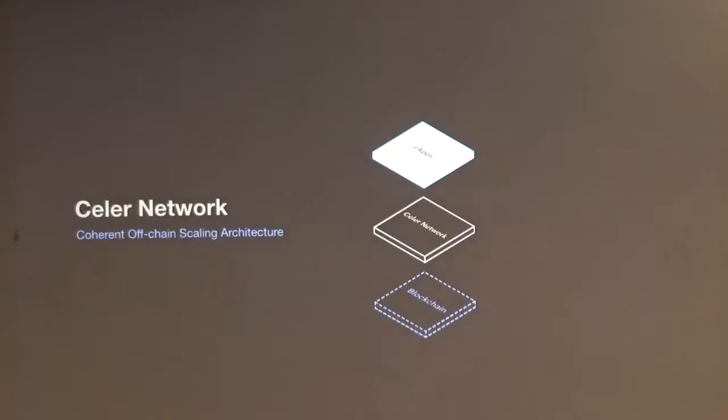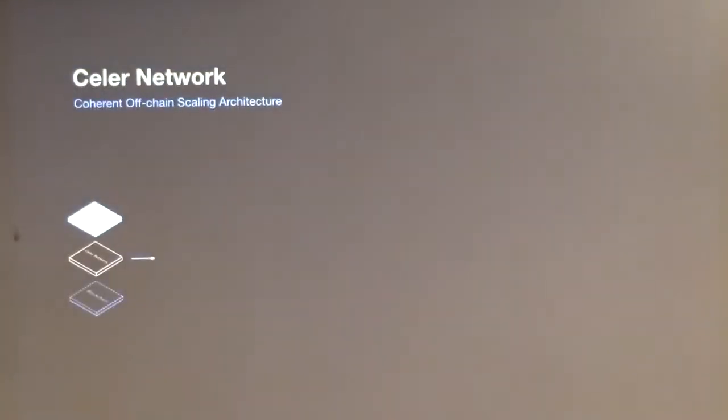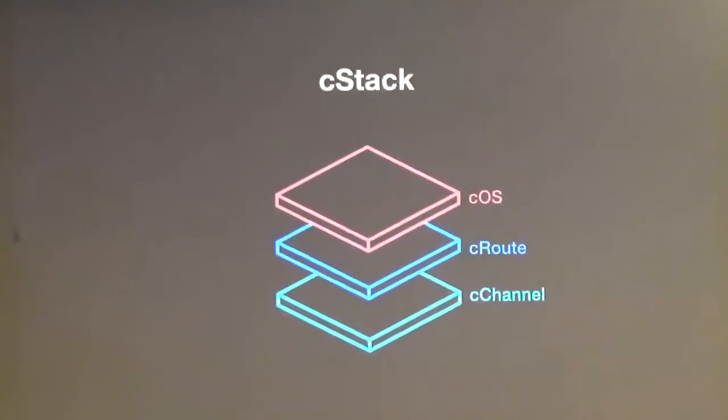So that's a very, very quick introduction about Celer and where we are in terms of the technology. Let me check the time here. Okay, I still have some time. Can I switch the slides a little bit? Yeah.